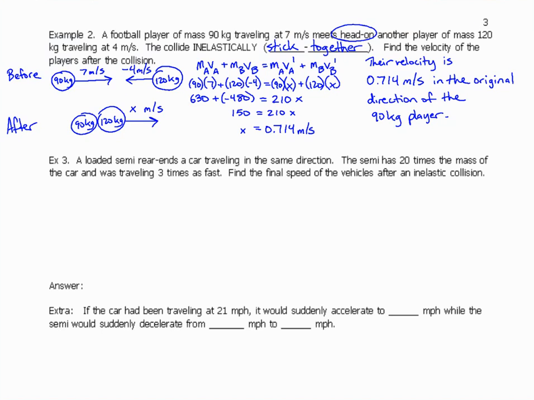So it wouldn't be very good for us to say the velocity is 0.714 meters per second to the right. In my picture, yes, that's how it's represented, but I could have just as easily put the 120 kilogram player on the left and the 90 kilogram player on the right. And so left and right doesn't really give me an indication. But this is sufficient in the original direction of the 90 kilogram player. In my picture, the player was moving right, and now both players are moving right. Had I flipped my picture, it would have matched up the same.